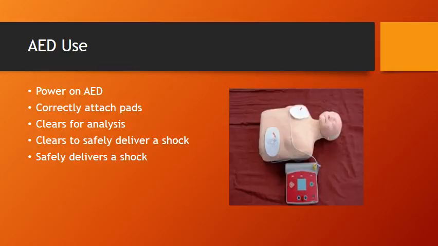Correctly attaching the pads means placing proper size adult pads for the victim's age in the correct location, so you wouldn't use an adult pad on a child. It will give the instructions to clear for analyzing. So you clear the rescuers from the victim for the AED to analyze the rhythm, and it should walk you through it, and it will tell you to push the analyze button if required by the device.